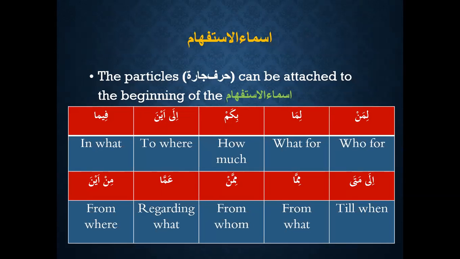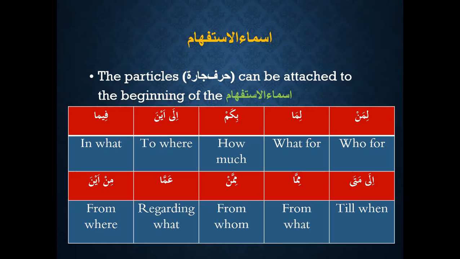Okay. So you could add extra letters, which are particles of preposition. So those prepositions you can use with these pronoun to give another meaning. For example, liman, for who. So for who become, who are you doing it for? So liman, liman. So man, you just added li. So sometimes you use li, bi, min, an, fi, ila. So you can use any of those with certain ones.